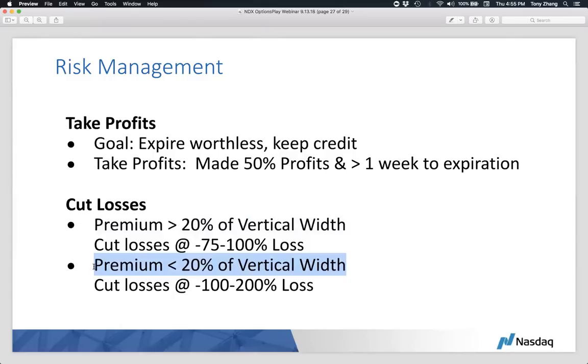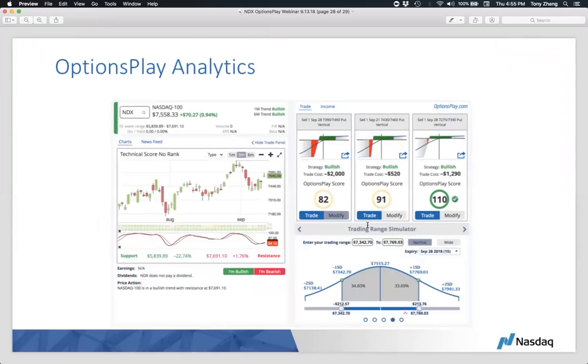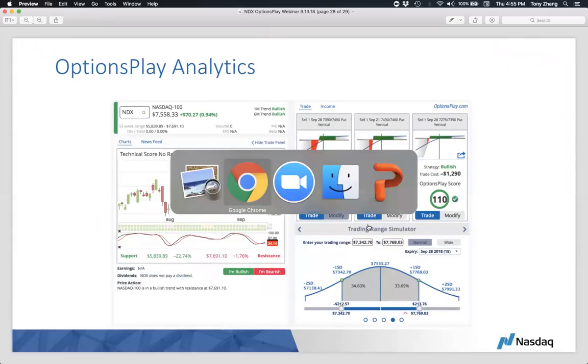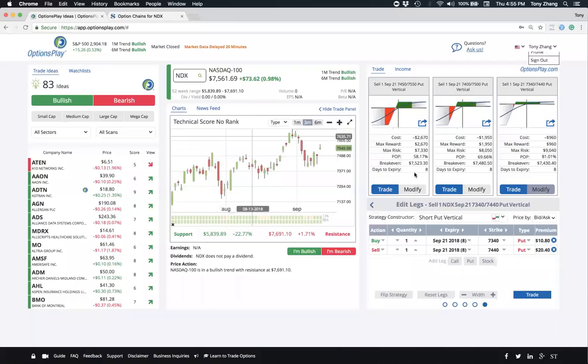So those are some of the keys or rules of thumb that you should keep in mind when you're selling these types of credit spreads in terms of risk management, which is really key for long-term success with these types of strategies. So let's now jump over to OptionsPlay and take a look at some real trading examples to show you different credit spreads and how they actually perform through different conditions.